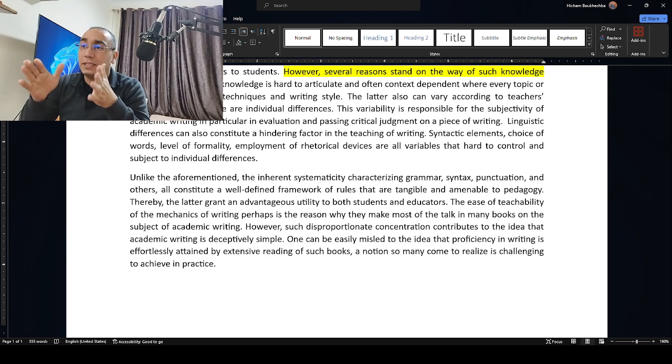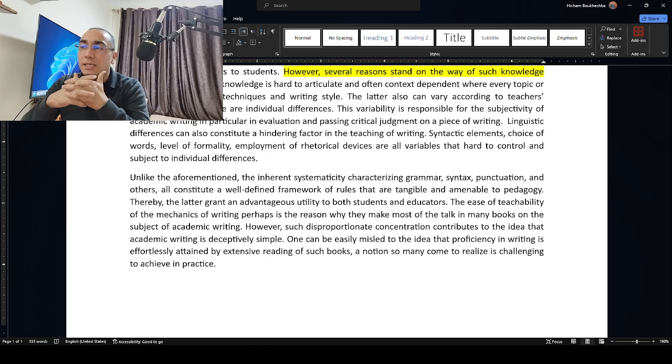So thereby, the latter grants an advantageous utility to both students and educators. That's why when we start teaching writing, we teach grammar, we teach paragraph mechanics. So the ease of teachability of the mechanics of writing is perhaps the reason why they make most of the talk in many books on the subject of academic writing. This sentence, maybe there's something wrong with it, I'll try to fix it. However, such disproportionate concentration contributes to the idea that academic writing is deceptively simple. And this is why we suffer. It seems simple, but it's not.